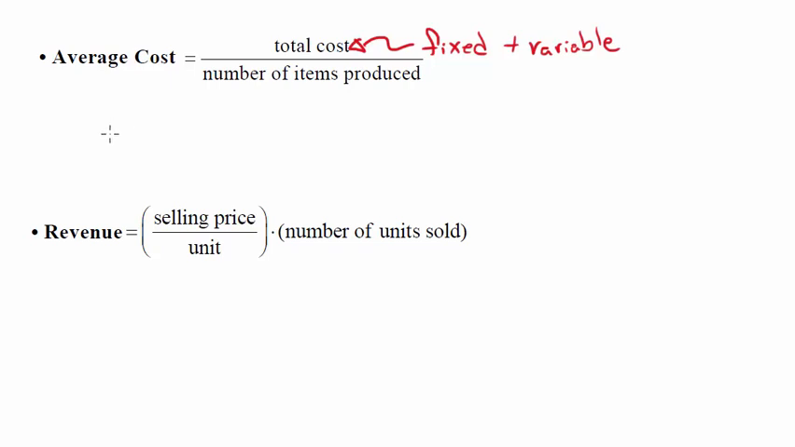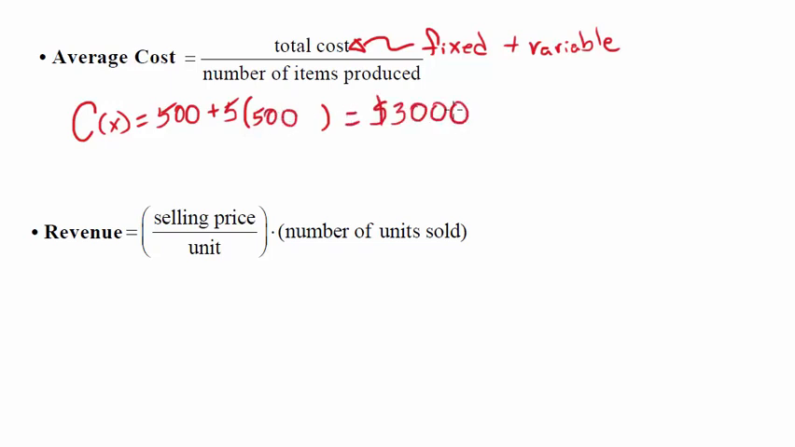Let's go back to the cheesecake example we just talked about. Let's say we produce 500 cheesecakes. My total cost here would be 500 plus 5 times, well, we produced 500 cheesecakes. So it costs me $3,000 to produce these 500 cheesecakes.